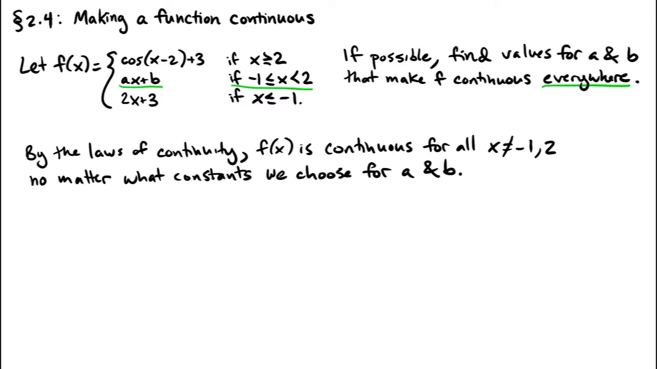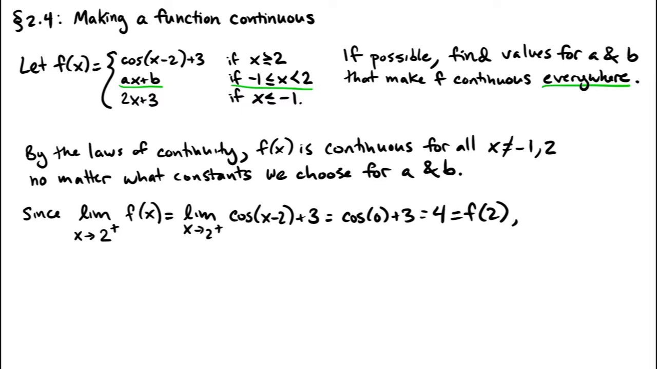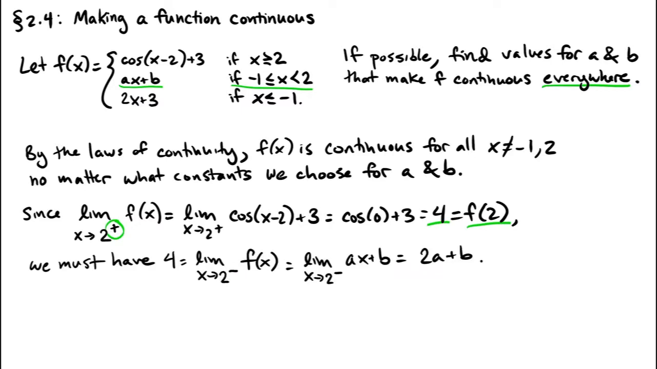Now we can look at the other points. Let's look at 2 first. What we need for the function to be continuous at 2 is that the left and right limits equal the actual function value. Your answer should show that you know that, should show that you're thinking about what is the limit of f of x as x approaches 2 from the right. Well, we can show that that equals 4, which also happens to be the function value. That means what we need to do is make the left limit also equal 4. And the left limit of f is 2a plus b.